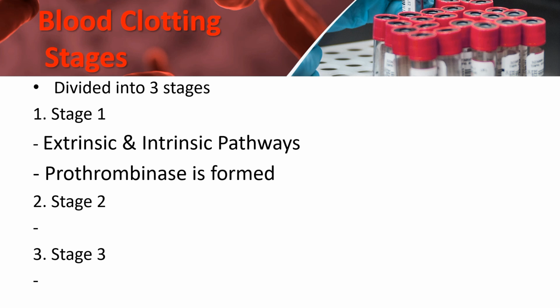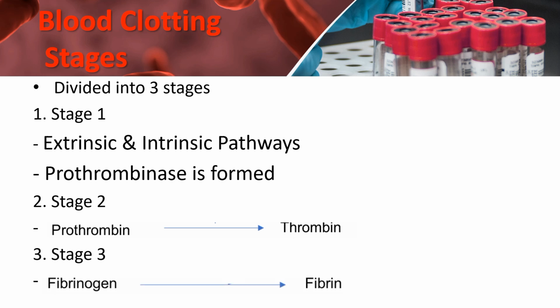In stage 2, prothrombinase converts prothrombin, which is a plasma protein formed by the liver, into the enzyme thrombin. In stage 3, thrombin converts soluble fibrinogen, which is another plasma protein formed by the liver, into insoluble fibrin. This fibrin forms the threads of the clot.